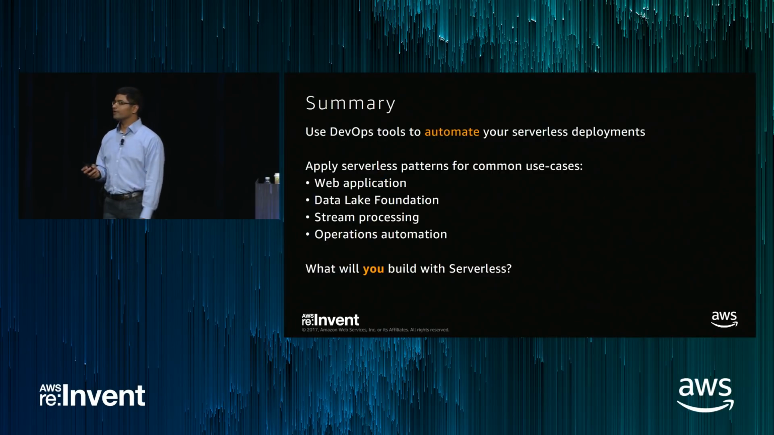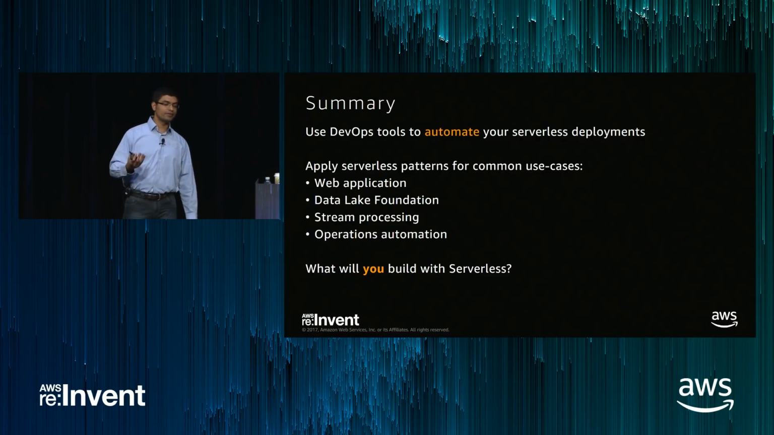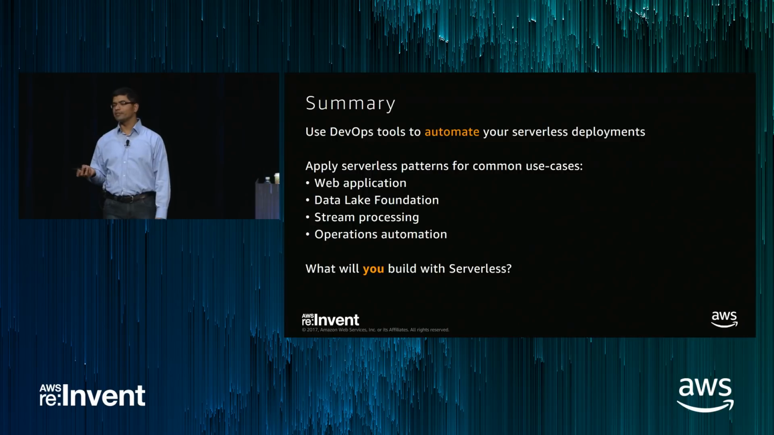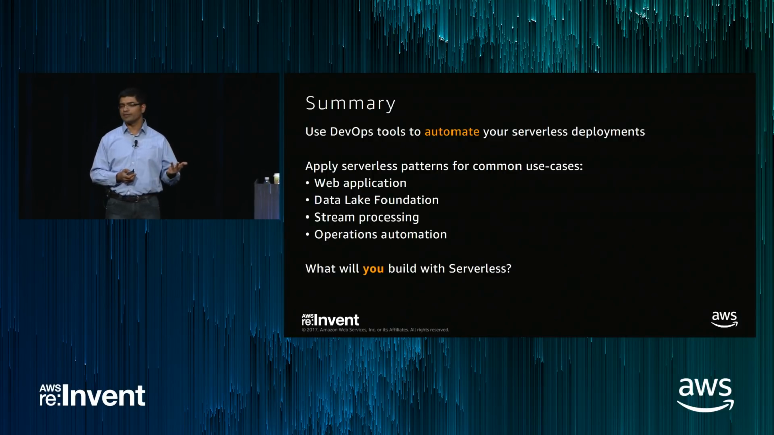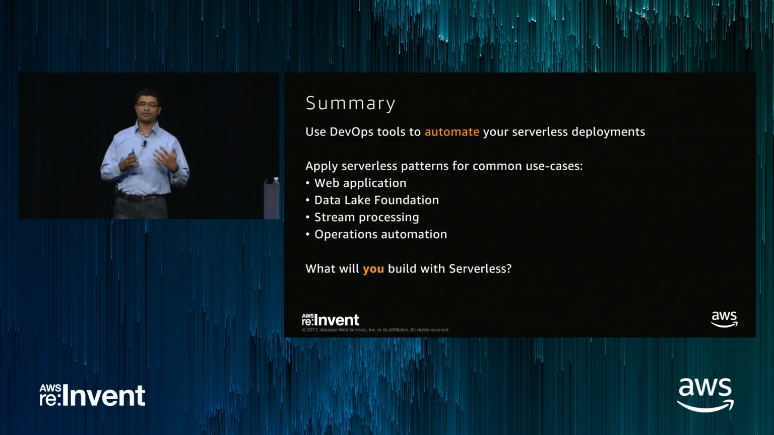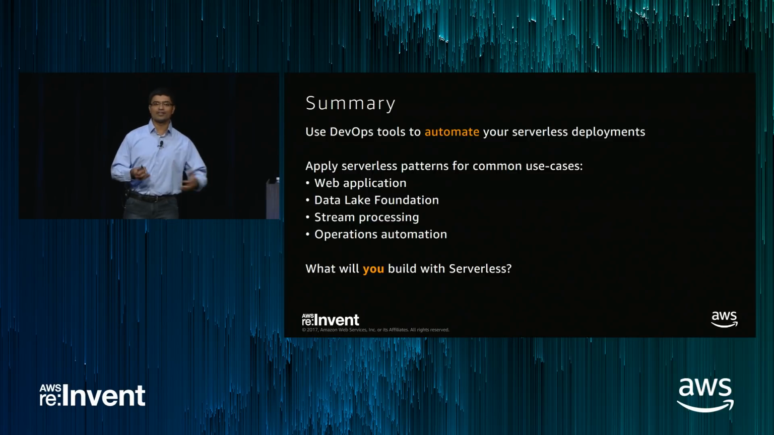So in summary, we've looked today at how you can use DevOps tools to automate your serverless deployments. We've done a deep dive into 4 main patterns: web applications, data lakes, stream processing, and operations automation. So we highly encourage you to take these patterns home with you to your organizations and see what fits in terms of solving your business problems. And let us know what you can build with serverless and join the serverless revolution.